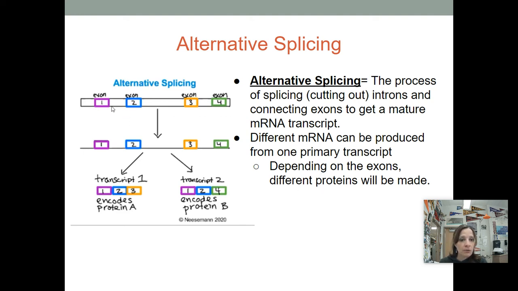So for example, here is your messenger RNA, here's your 4 exons. And so in here, 1, 2, and 3 make protein A, but then if you have 1, 2, and 4, so let's say 3 gets cut out because of the type of protein it encodes, then you get protein B. So this is a way for genes to make multiple proteins, is just different exons and introns get cut out.